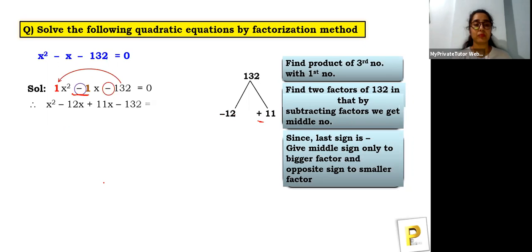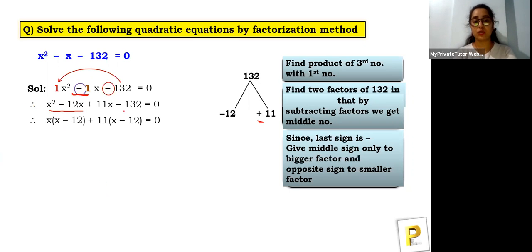Okay, so we'll write 12x plus 11x in the place of 1x. So now we have x into x minus 12, where the common factor will be taken outside. And for the second term, for the first term we have x as common, and for this term we have 11 as common. Okay, now you have x minus 12 and x plus 11.